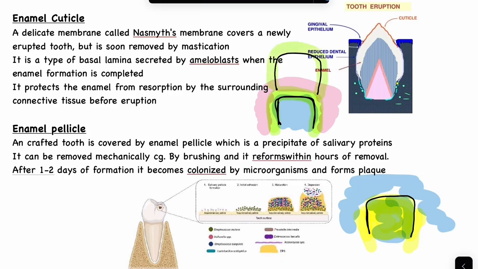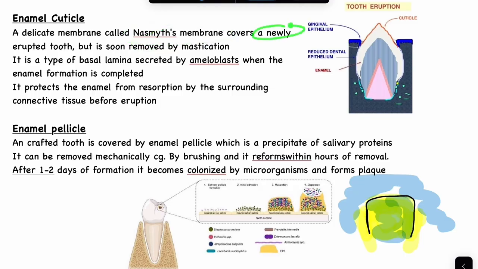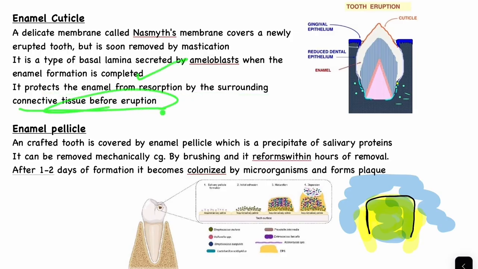This membrane, this whole thing, is called enamel cuticle. This is also called Nasmyth's membrane. It covers a newly erupted tooth, but is soon removed by mastication. Now, it is a type of basal lamina secreted by ameloblasts when enamel formation is completed. It protects the enamel from resorption by surrounding connective tissue before eruption. So I explained both these points, and it is removed by mastication, so it won't stay there for long.